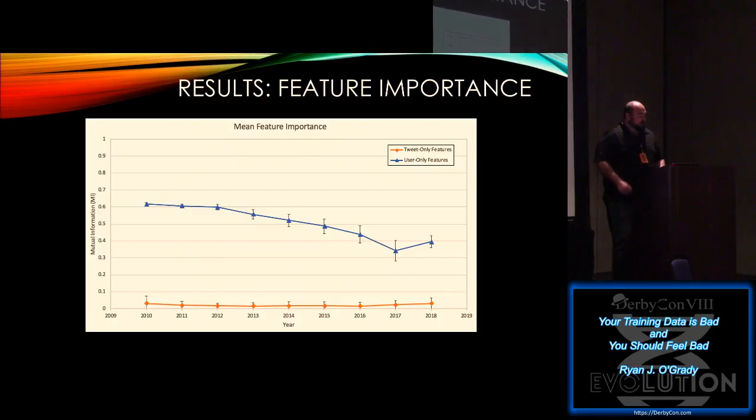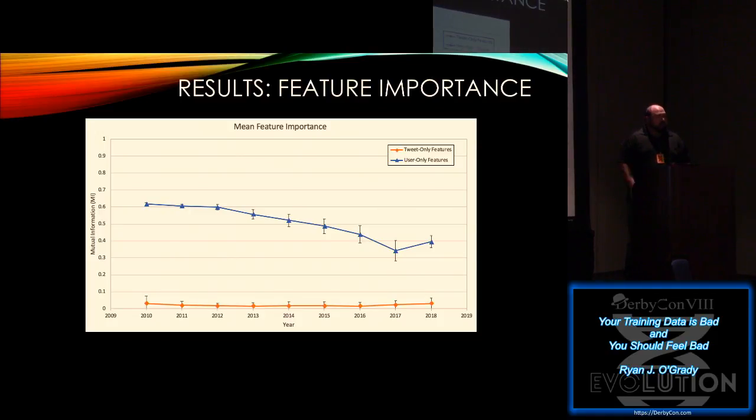And here you can see a plot of the user-only features on the top and the tweet-only features on the bottom. There's a bit of an odd drop in 2017 that I couldn't explain, but the trend does hold.